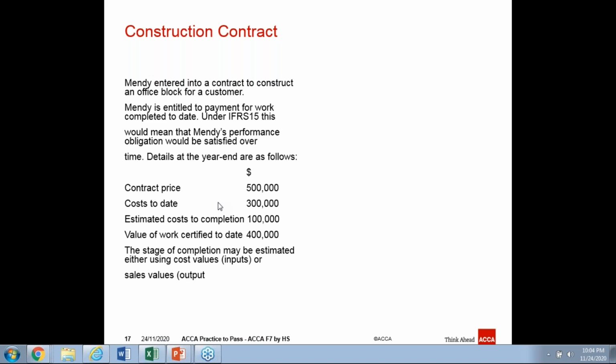In this question, you are required to calculate the revenue, the cost, and the profit, first using the input approach and then using the output approach.